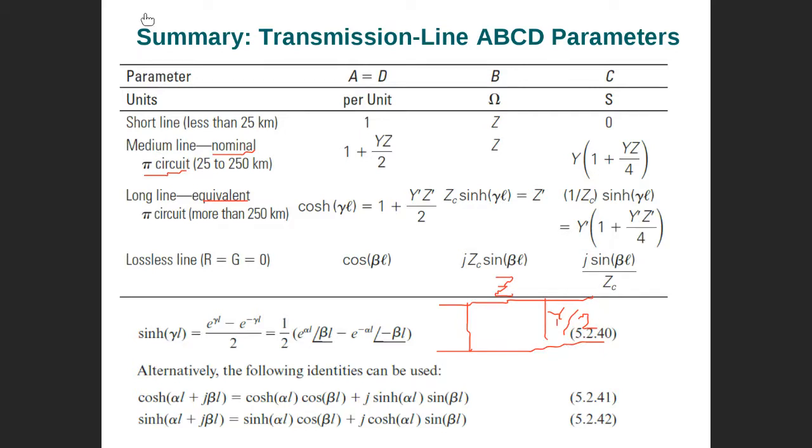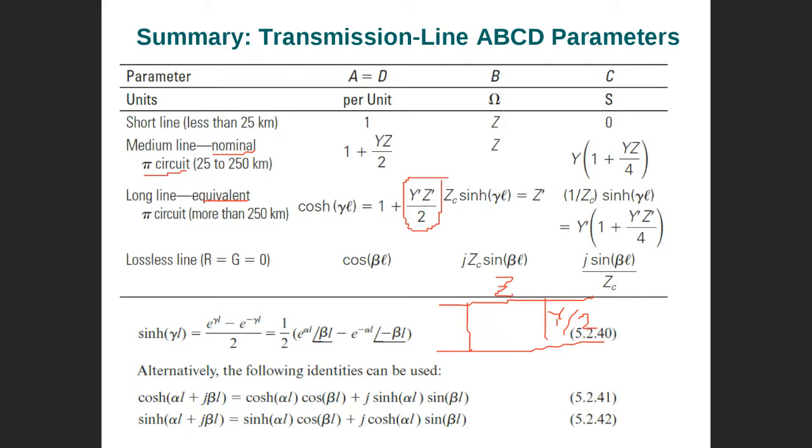And here we call it Z prime and Y prime. So there is a correction factor, we need to include them. Why? Because we want more accuracy now, and it's a long transmission line. So we don't want our calculation to be way off the expected value. So we use the equivalent pi circuit, not the nominal pi circuit. But both are pi circuits.